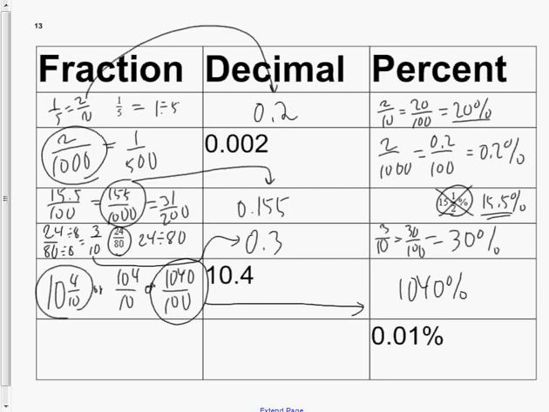And the last one, 0.01%, would be 0.01 out of 100, which is the same thing as 1 over 10,000, which is your answer as a fraction. And 1/10,000th, tenths, hundredths, thousandths, 10,000ths, is 0.0001.